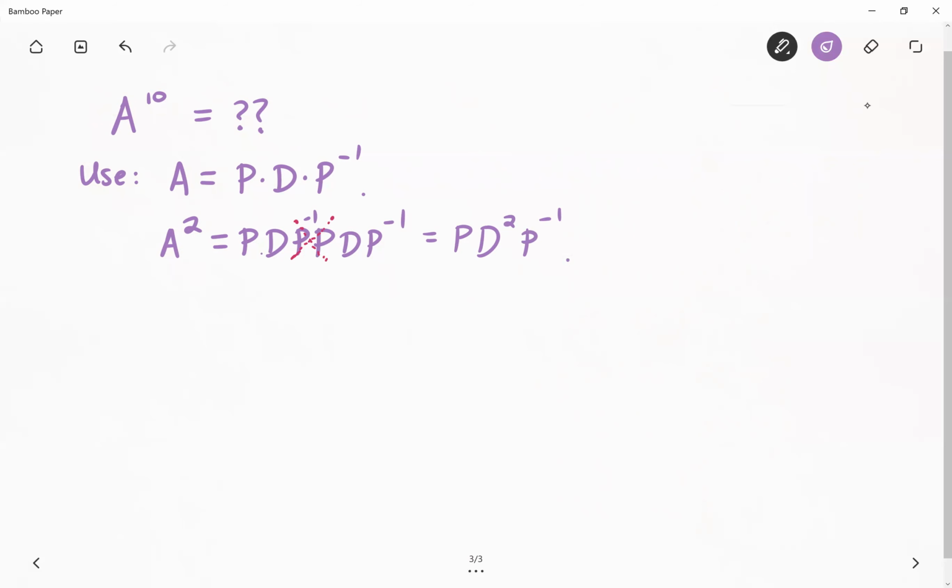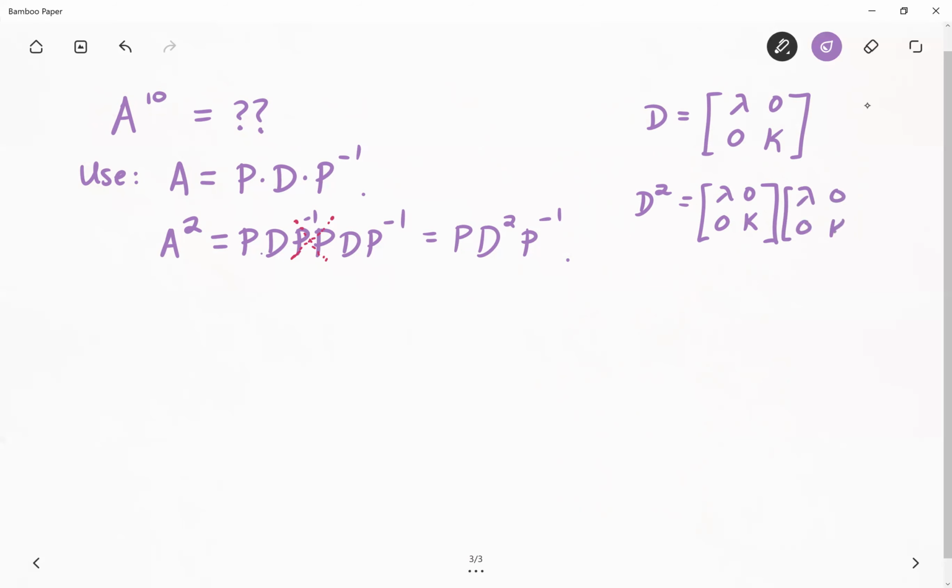And there's something special about the matrix D. It's something called a diagonal matrix. Now recall that if D has this form, lambda 0, 0 kappa, if you want to calculate D squared, things work out extremely nicely. Mostly because of all those zeros, but in particular because of their placement.